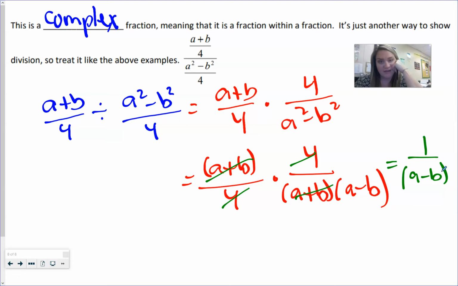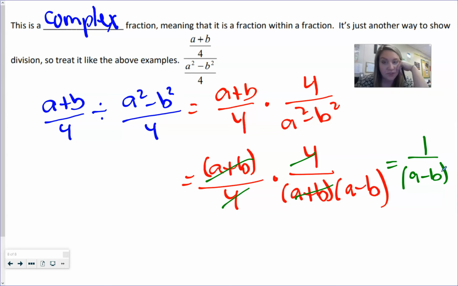All right, and excluded values for this one. It's different because you have two variables, but I would say that a and b can't be 0. I guess it just depends on the order it's in. Yeah, this one's different because there's two variables. They can't both be 0 at the same time.